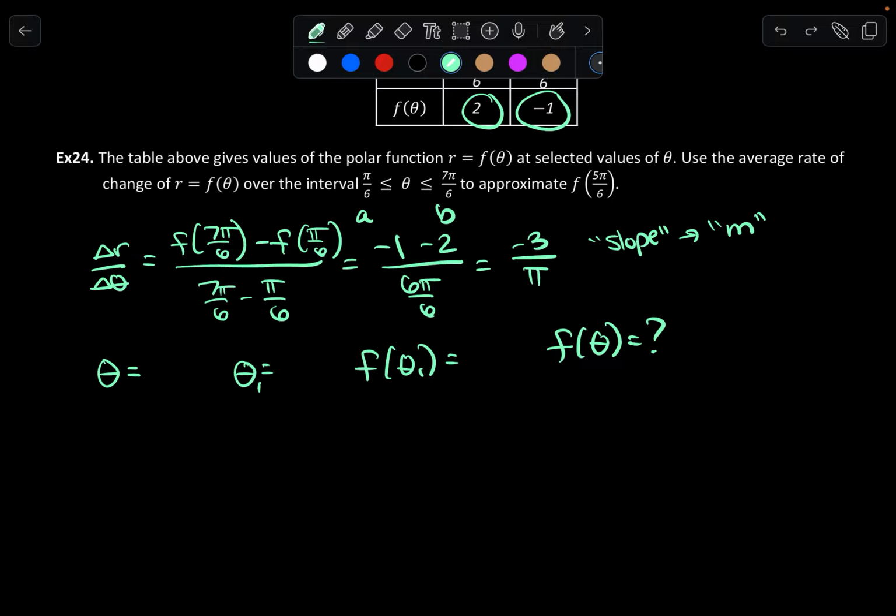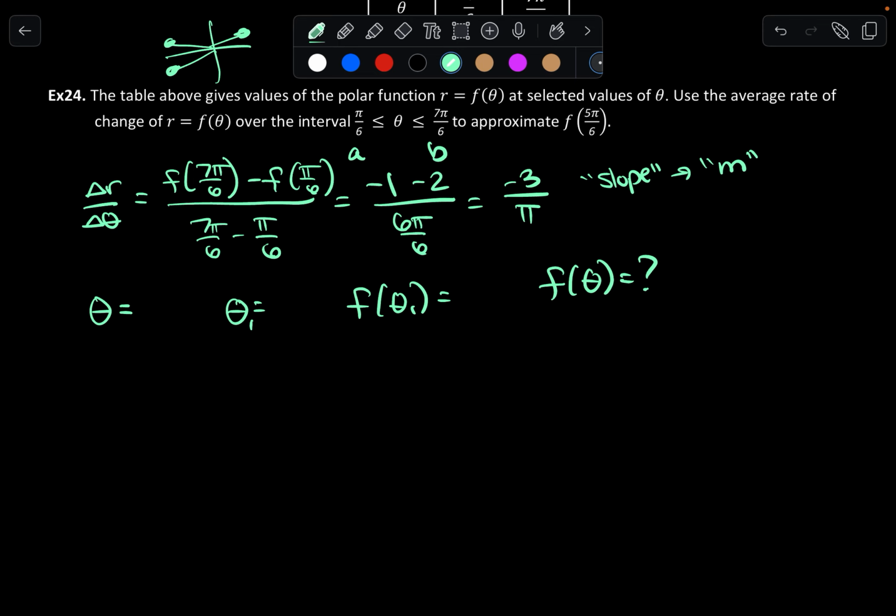Okay, so which one do we want to use if we're at 5 pi over 6? Usually we want to use the point that is the closest. That will give us a better approximation. Pi over 6 is here, 7 pi over 6 is here, and we want to find the value at 5 pi over 6. In the notes, I used pi over 6, but I'm going to use 7 pi over 6 for this one because it's closer. So let's see what happens.